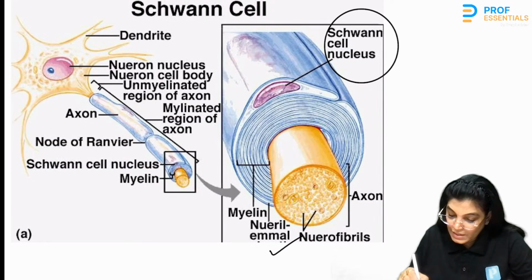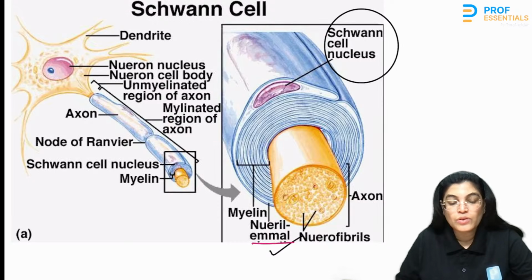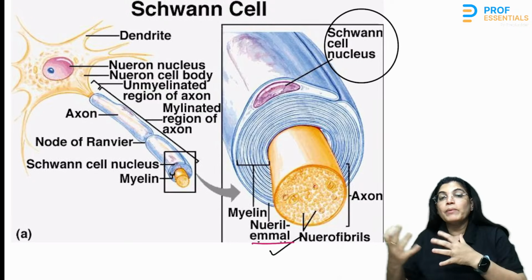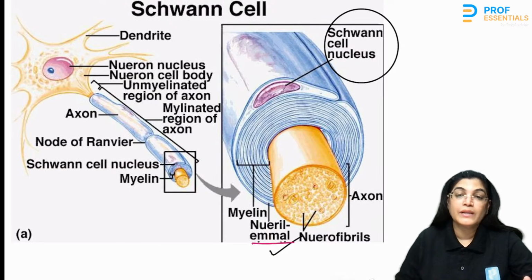So we can also see the neurolemmal sheath here. This is the neurolemmal sheath. Okay, so that is important. And this neurolemmal sheath is giving additional protection, and it is helping in the process of regeneration of the peripheral nerve in case of injury happening to the peripheral nervous system.